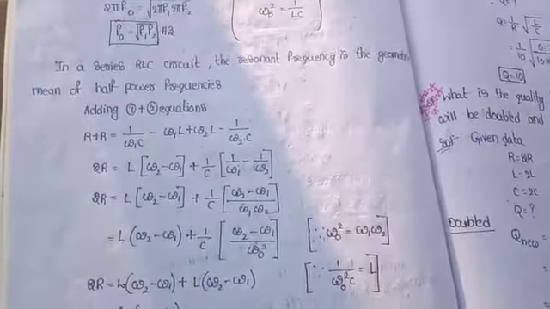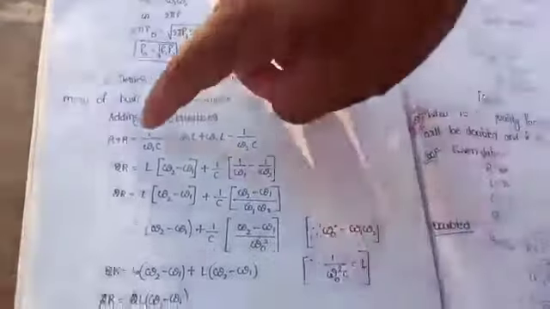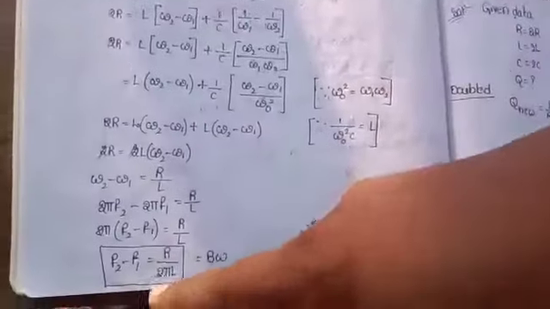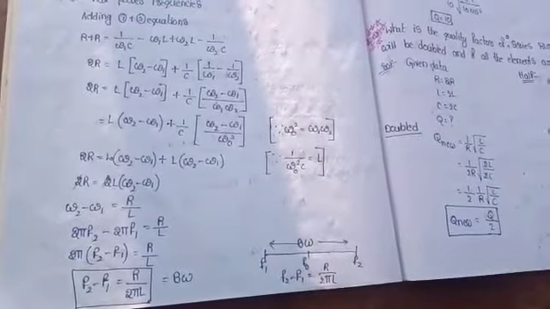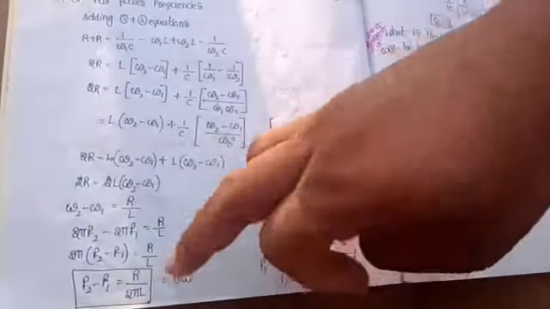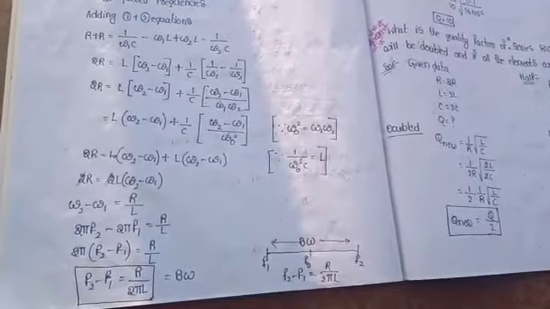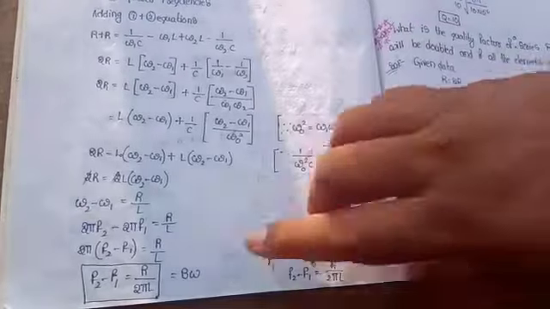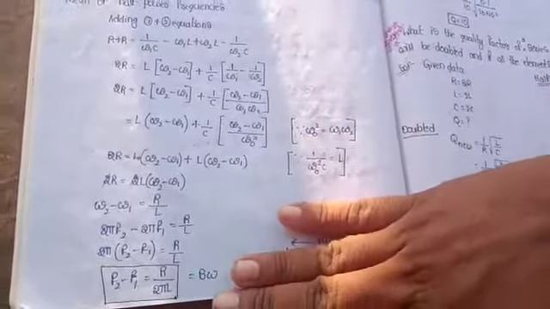Now, from equations 1 and 2, by adding, R plus R is nothing but 2R. After rearranging all these things, F2 minus F1 is equal to R by 2 pi L. This is the bandwidth. F2 minus F1, or F1 minus F2, whatever it may be, that is the bandwidth R by 2 pi L. So this is the bandwidth equation. From this we have to write down the derivation of the bandwidth.